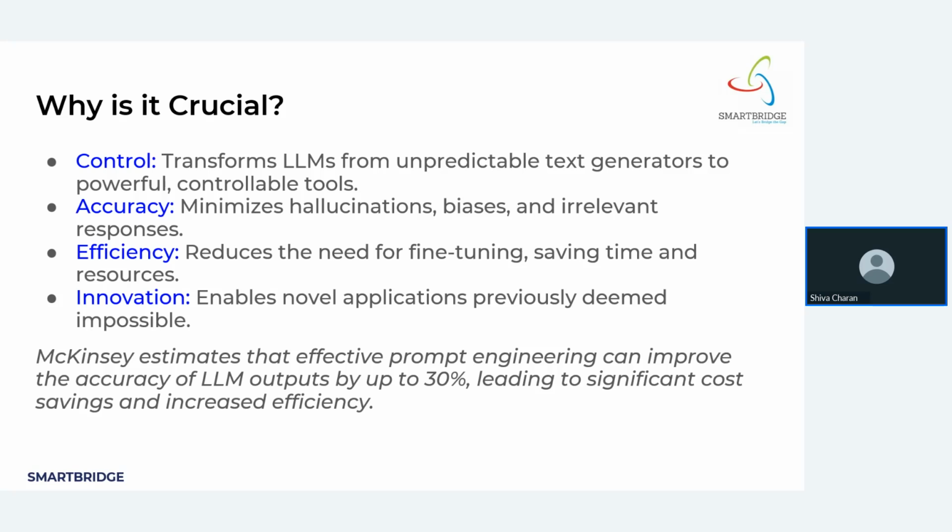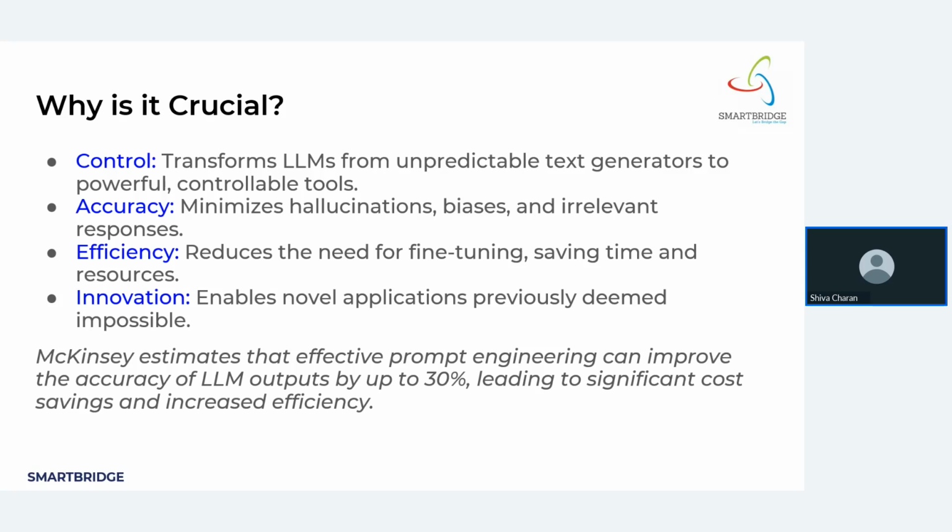So bias, there will be a bias also, and irrelevant responses, there will be a minimum. I mean, by giving your prompt correctly, you can see a good accuracy. Good accuracy means there is no hallucination, there is no bias, there are no irrelevant responses while the LLM is responding. So that is why prompt engineering is one of the key things.